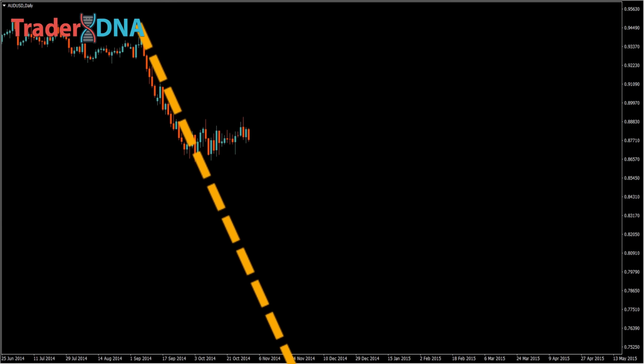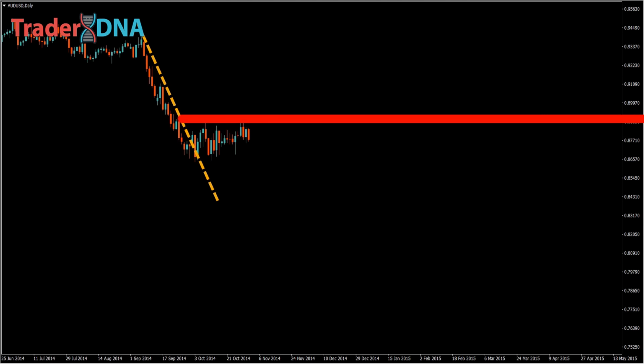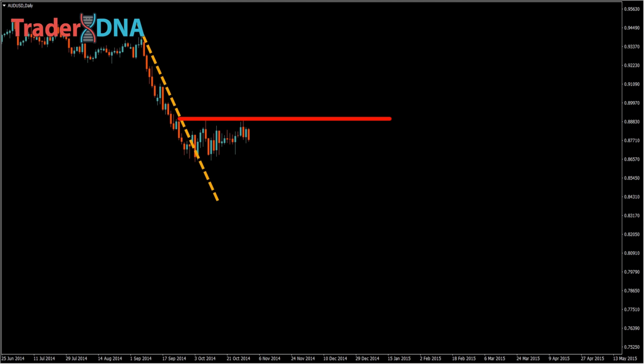Take a look at this chart. The price breaks above the downward trend line, but here's the key, it doesn't keep going up. Instead, it stalls and moves sideways. And that right there is a major warning sign. It tells us that the bearish momentum is still strong. The buyers simply don't have enough power to push the price higher, meaning the sellers are still in control.